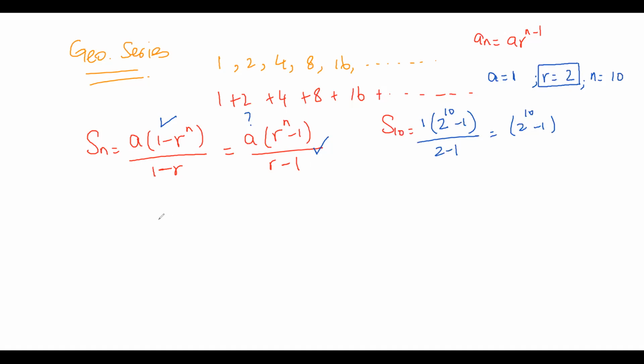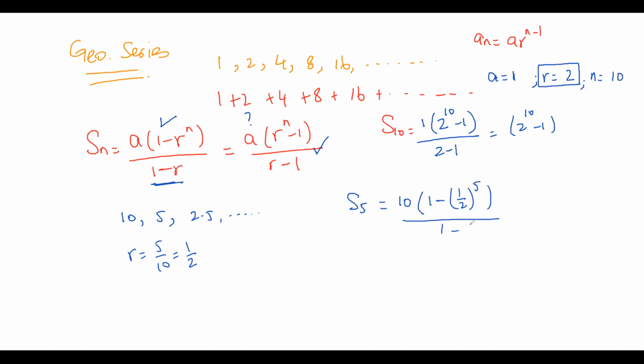Now suppose instead of this you have a sequence which is 10, 5, 2.5 and so on, and you want to find the sum of the first 5 terms. You better use this formula this time, because this time your r is going to be 5 over 10, which is half. Now this is less than 1, so to avoid the minus coming in, we must use this formula. So S5 is going to be a into 1 minus half raised to power 5, over 1 minus half. And then you can simplify this to get your answer.